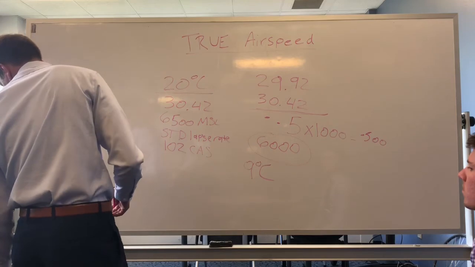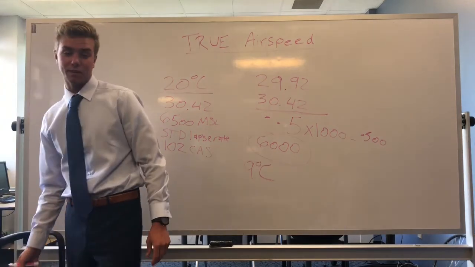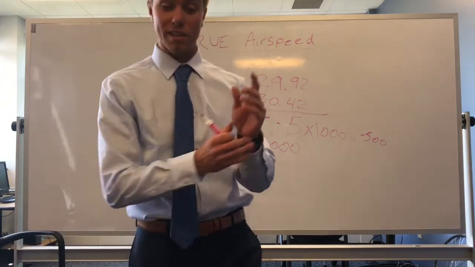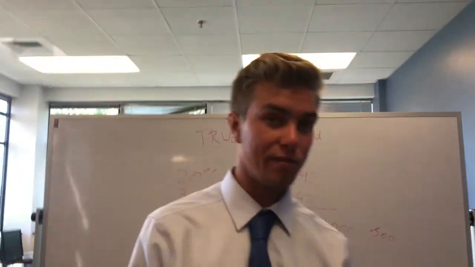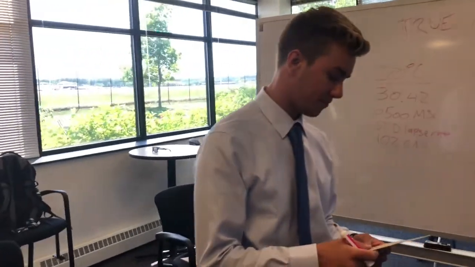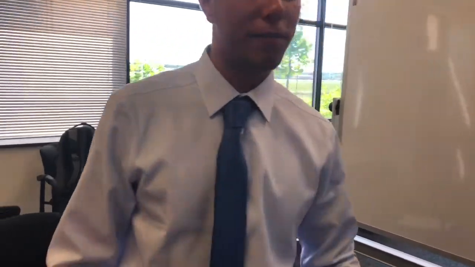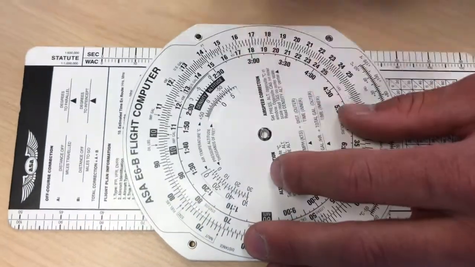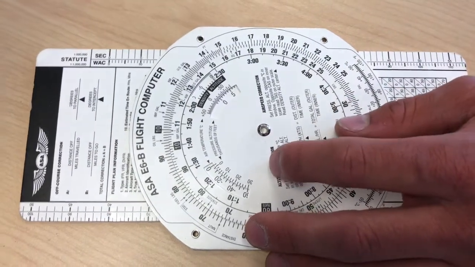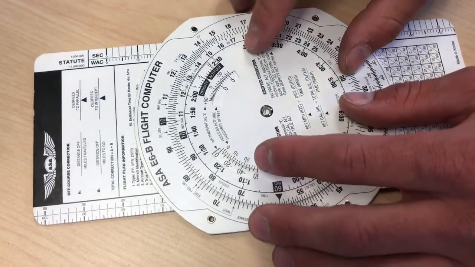Alrighty, now let's get going to the E6B. People are always scared of the E6B, but it's really simple to use, especially because the E6B always has directions you can follow very easily. The first thing we're going to do to get to true airspeed and density altitude is window right here, pressure altitude, thousands of feet. So we determined that our pressure altitude was 6,000 feet.